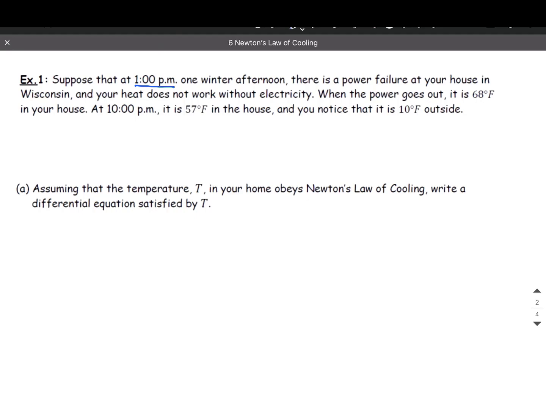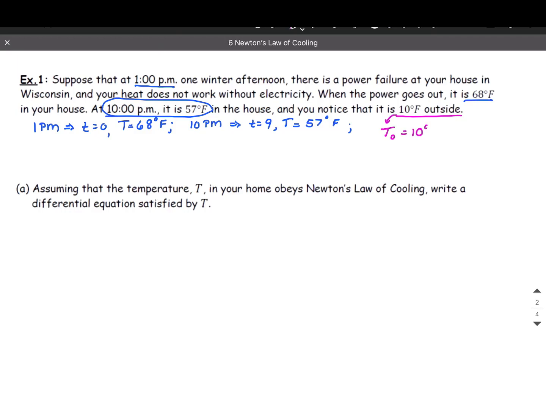So let's see what we know. This starts at 1 p.m., when the power goes out. So 1 p.m. is going to be our time zero, and we know that our temperature in the house is 68 degrees. Then later on at 10 p.m., so if 1 o'clock is 0, 10 o'clock is t equals 9, and we know that the temperature in the house is 57 degrees. And we also know that it's 10 degrees Fahrenheit outside. That's the temperature of the environment. That's T naught is 10 degrees Fahrenheit.